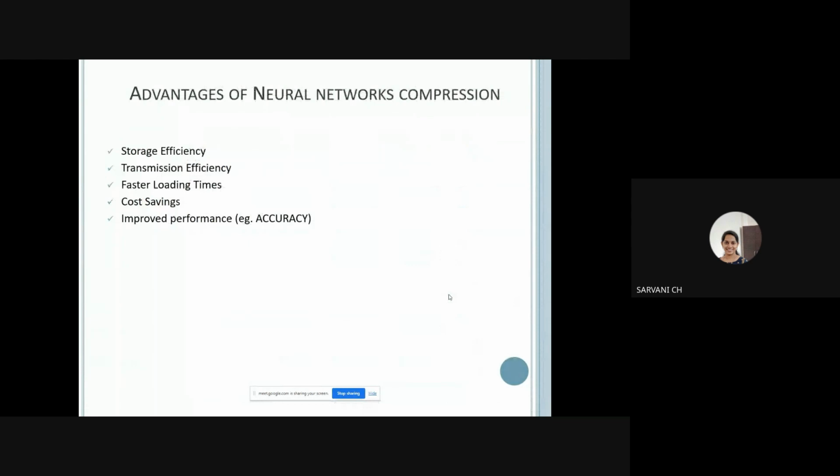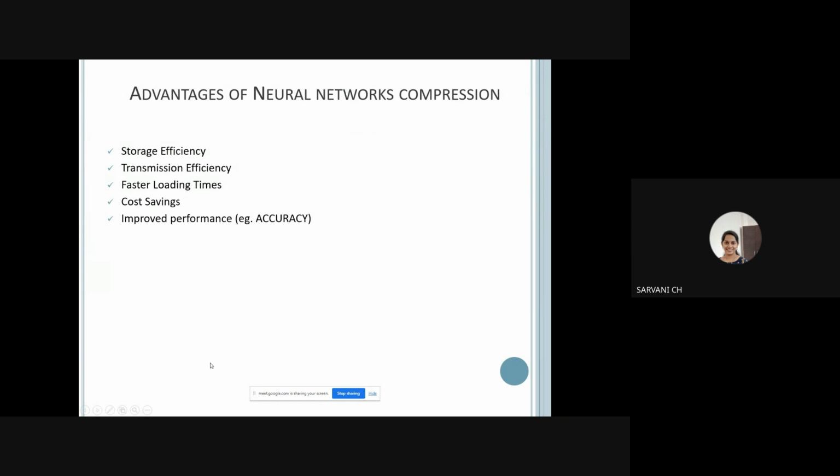Coming to the advantages of neural network compression, similar to image or video compression, neural networks have similar advantages, mainly storage efficiency, transmission efficiency, fast loading times, and cost savings. Improved performance is not observed all the time. Only a small compromise in performance is observed while compressing a model, and in a few cases it is proven that pruning an architecture by a little amount leads to an increase in performance, though not to a higher extent. You can take any architecture for any task, and if you prune it to a certain extent, the performance will be boosted.